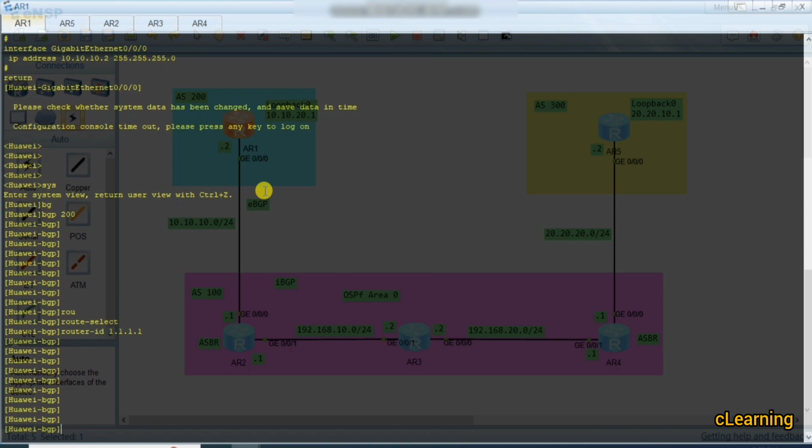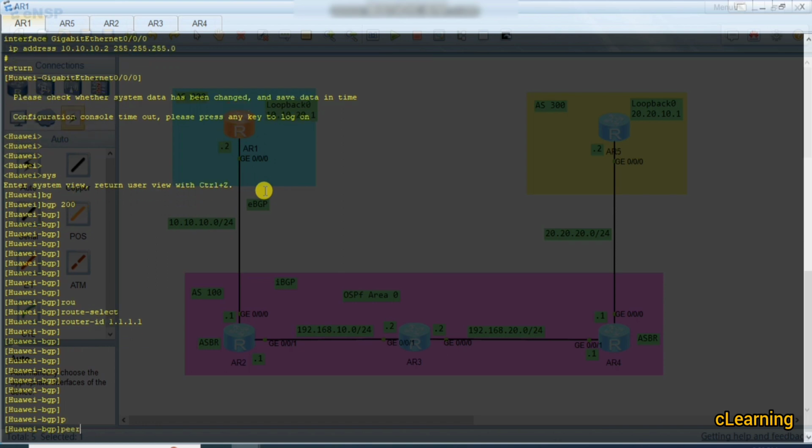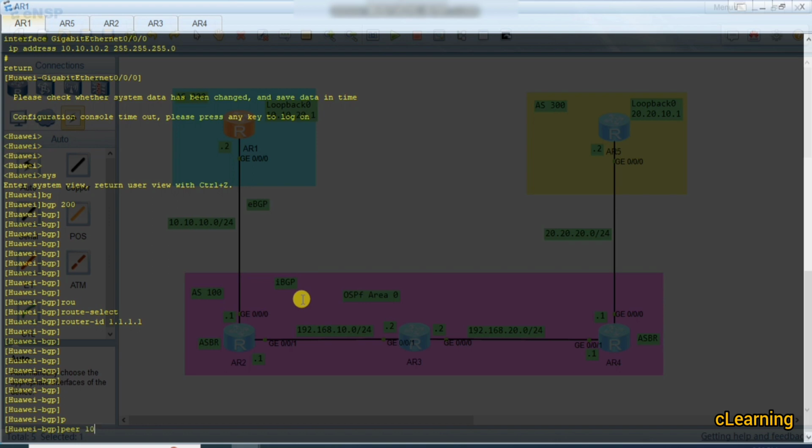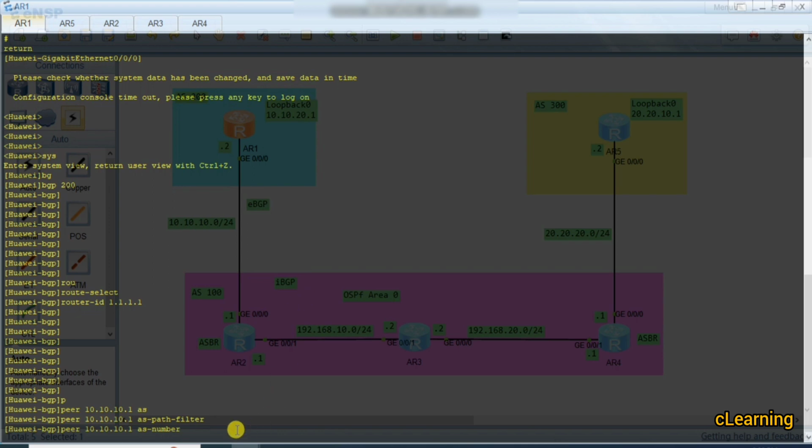So now we go here. BGP router peer, and what is the peer ID? We select the peer IP address. The peer is in this autonomous system and on this interface, so we give this interface IP address. So peer is 10.10.10.1, and we also have to give the autonomous system number, in which autonomous system this peer exists. So autonomous system is 100.